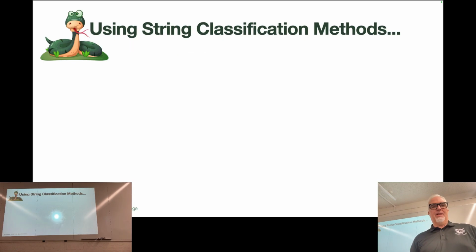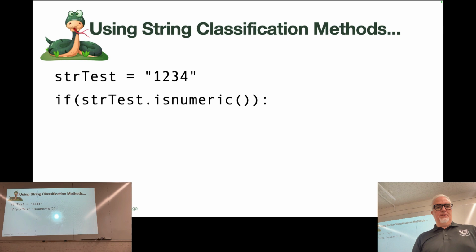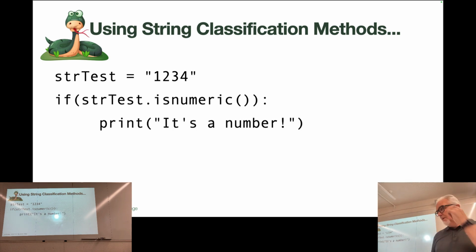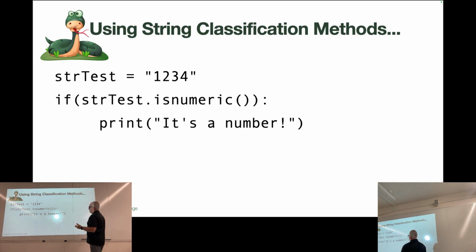So if I wanted to use a string classification method, let's say I have a string that looks like this, and I wanted to find out if it's a number. Okay, so I would use it in this case. Notice that isnumeric, right? It's a string method, so I have to use a string as the context. So str.test.isnumeric.